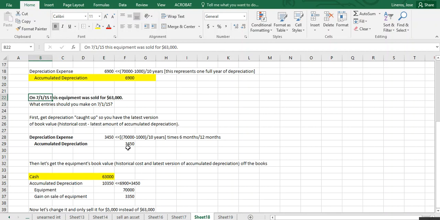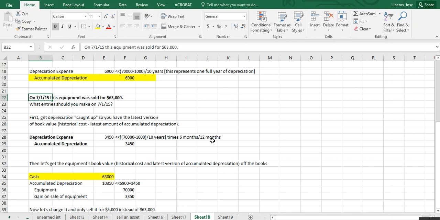So if we're going halfway through the year, it's very easy. It's 70,000 minus the $1,000 of salvage value divided by 10 years. And take half of that. I've kind of made it very verbose here, but basically you multiply by 6 months. That's the number of months that exists from the beginning of the year to 7/1.